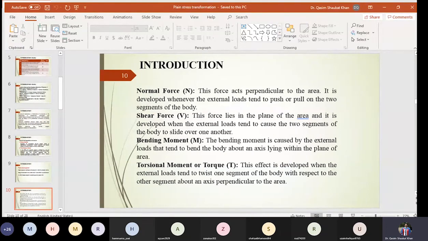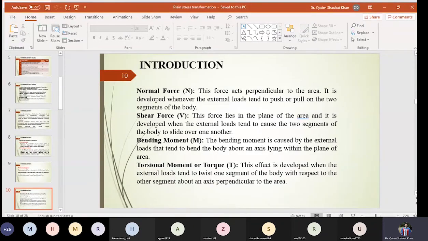On the other hand, if your normal force tries to extend, tries to elongate the element, ठीक है जी, trying to pull the element, that will be your tensile normal force. ठीक है जी. So tensile normal force is considered as positive and it will produce tensile normal stresses. Compressive normal force is considered as negative and will produce compressive normal stresses.